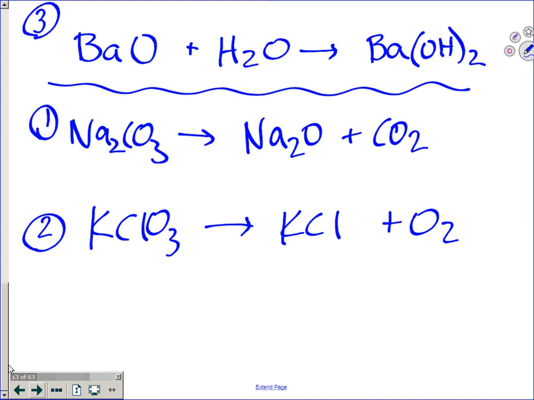So I look at carbonates on my decompositions. What do all metal carbonates break down into? Carbon dioxide and metal oxide. Well, I have a different metal in every single example. So here's my carbon dioxide I made. It doesn't matter if I put it first or second. And then the metal oxide is sodium oxide. Crisscrossing charges give me Na2O.